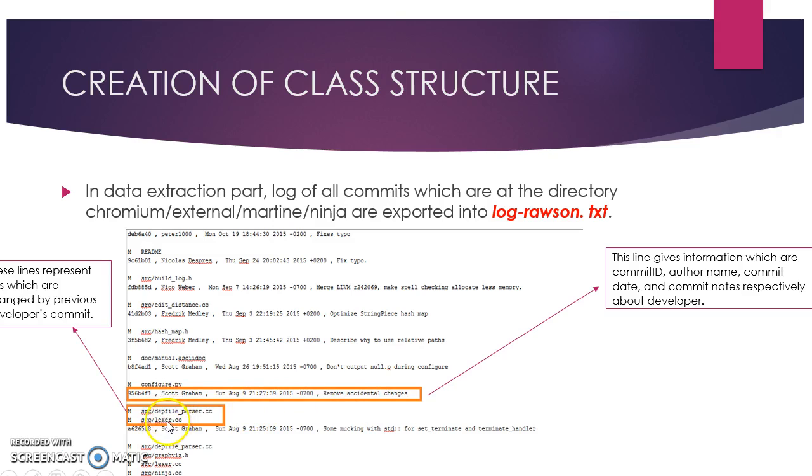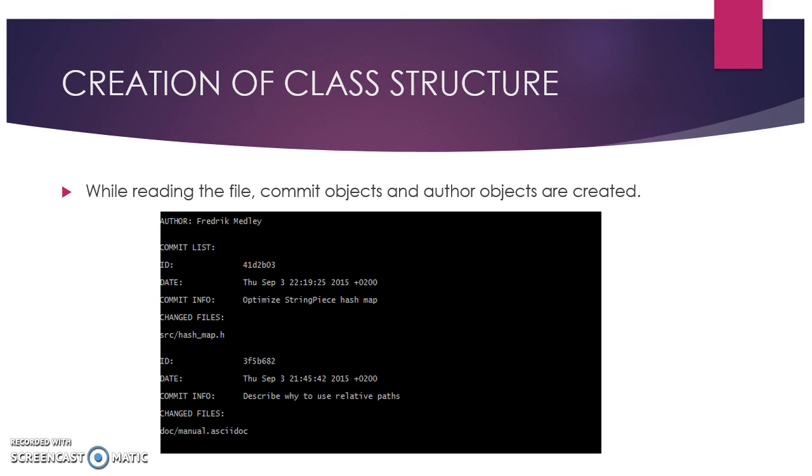And these lines here represent the files which are changed by previous developers' commits. It's the relation. While reading the file, as I said, we did a C++ implementation with an object-oriented approach. So after reading the file, commit objects and author objects are created, as you see. For example, ID is here, date, commit info, and the file, for example, that Frederick Medley changed is hashmap_h.